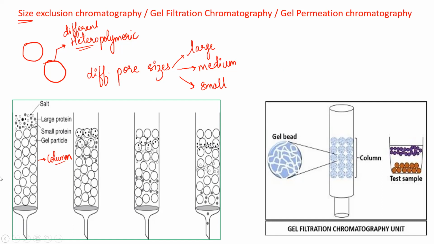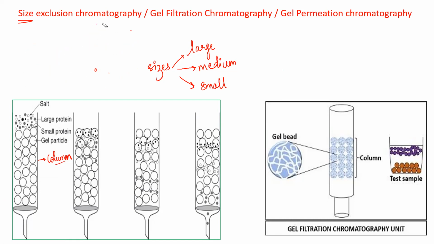Now, the stationary phase should not interact with the mobile phase. It should not completely transform the analyte, but now there is an interaction inside the beads also. So how are these beads? The beads are having pores. Why do they have pores? Because these are polymeric materials.